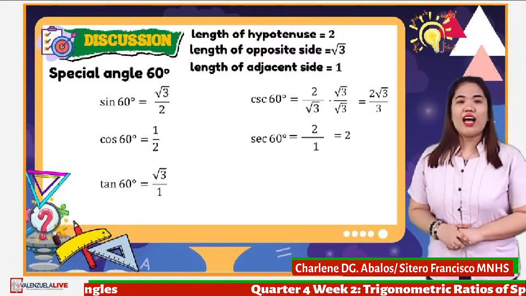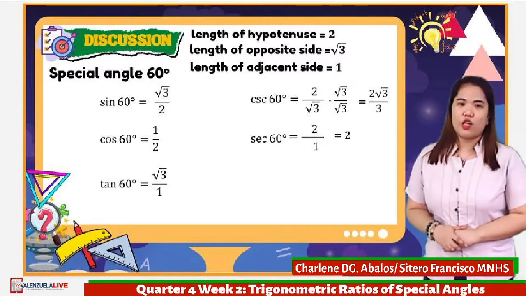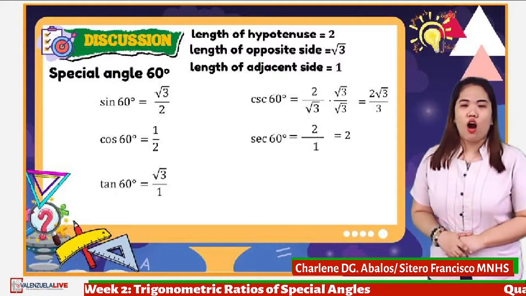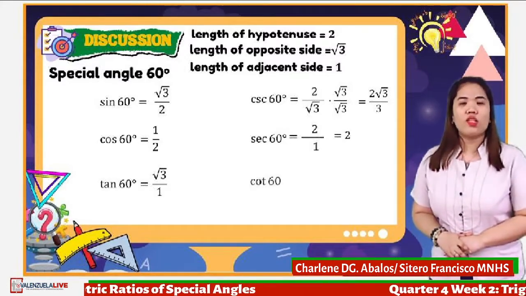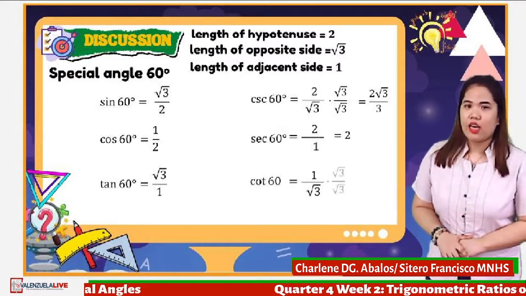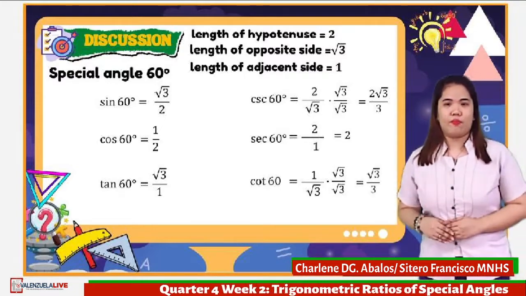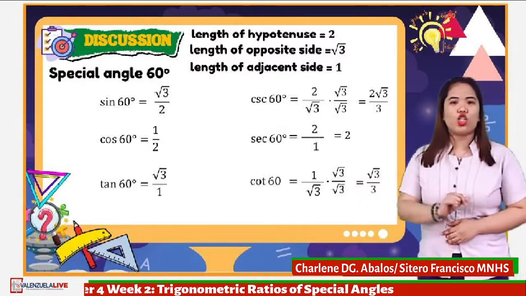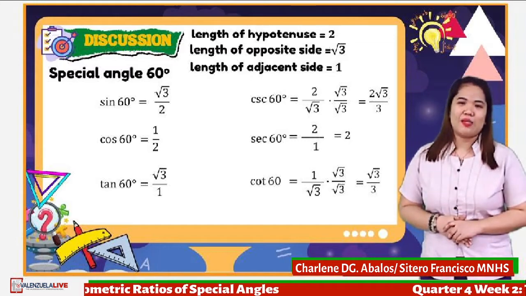Lastly, cotangent 60 degrees, it is the reciprocal of tangent 60 degrees. It will be 1 over square root of 3. Rationalize by multiplying both sides of the equation by square root of 3. It will be square root of 3 over 3. These are the 6 trigonometric ratios of special angle 60 degrees.